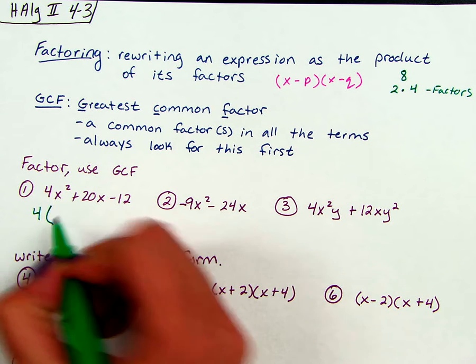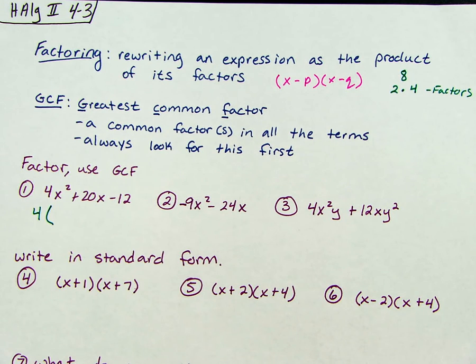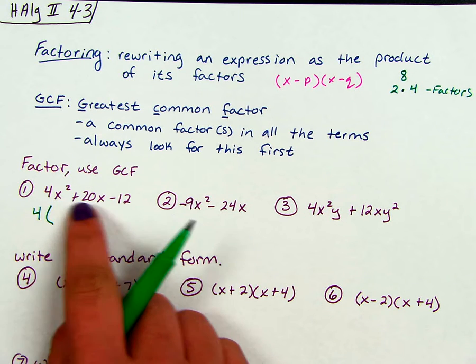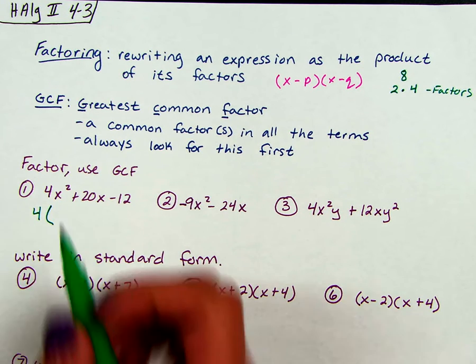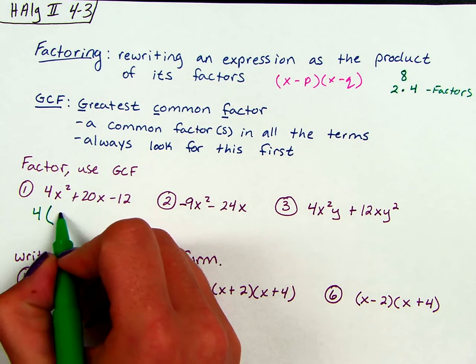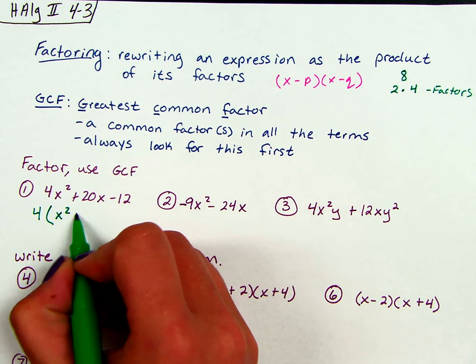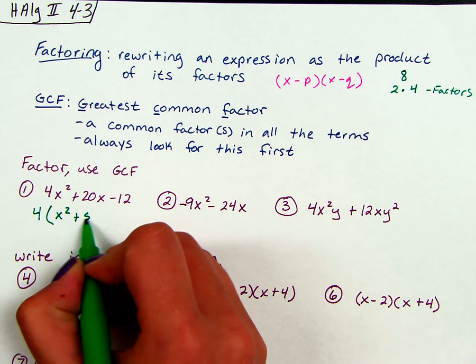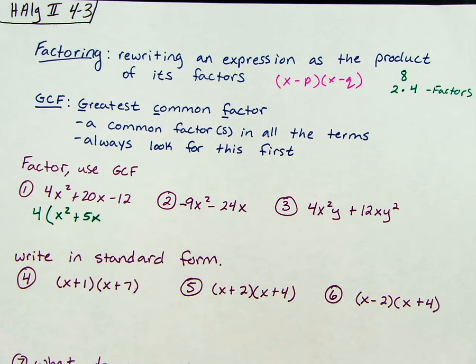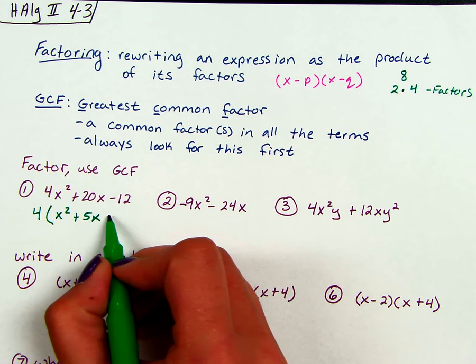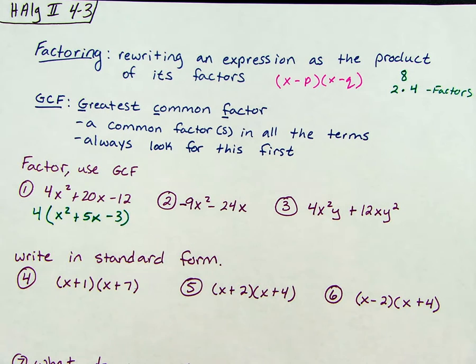So when we factor out, it's the same idea as dividing. So we're going to go through and divide each one of these terms by 4. So 4 divided by 4 is 1, so we're left with x squared. 20 divided by 4 is 5. And then the x just stays there. And negative 12 divided by 4 is negative 3. So that's going to be my factored form, so I can't do anything else with it right now.